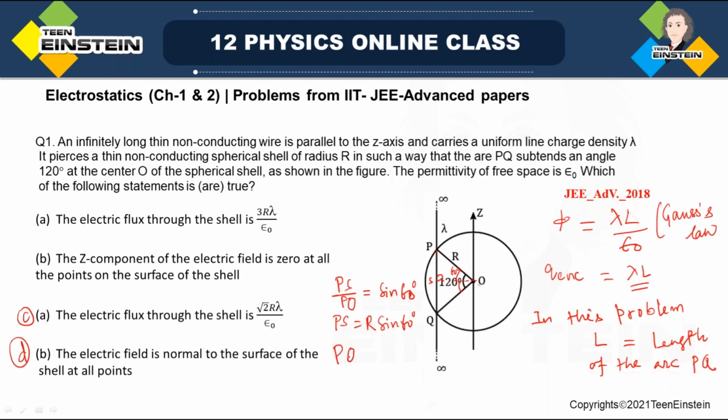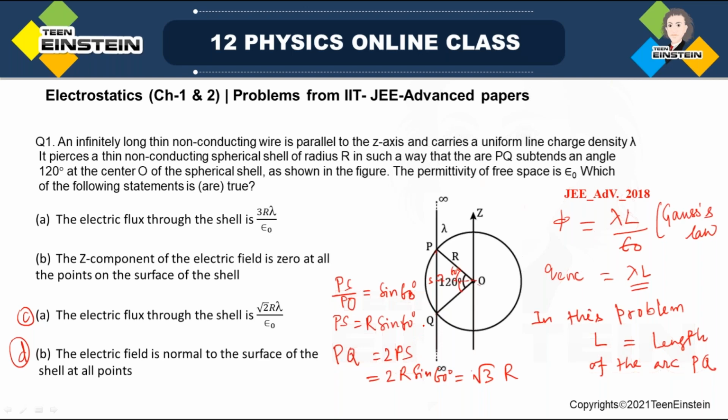Therefore, PQ will be 2 of this PS. So this will be 2R sine 60 degree. That means sine 60 degree is root 3 by 2, root 3 by 2 into 2. So this will give ultimately root 3 R. So we have got PQ.